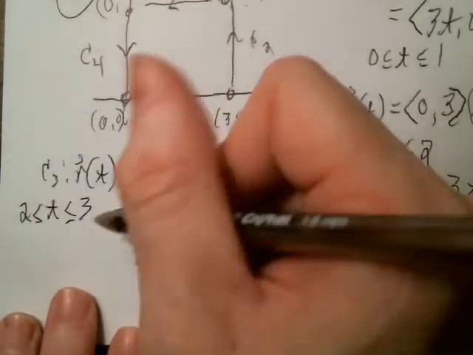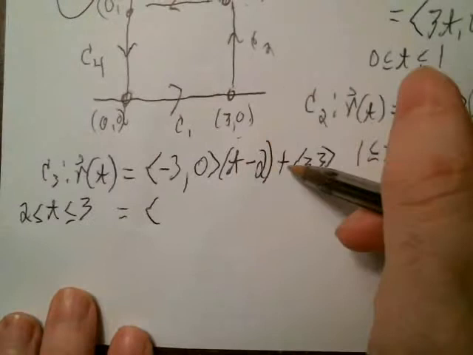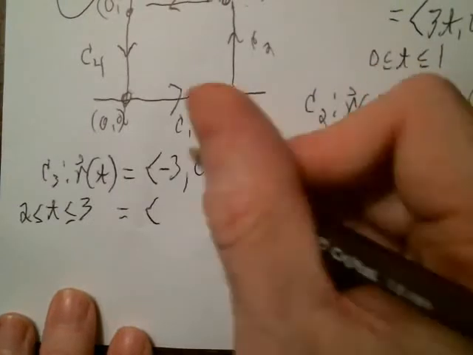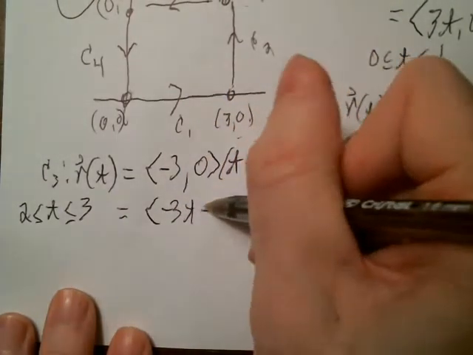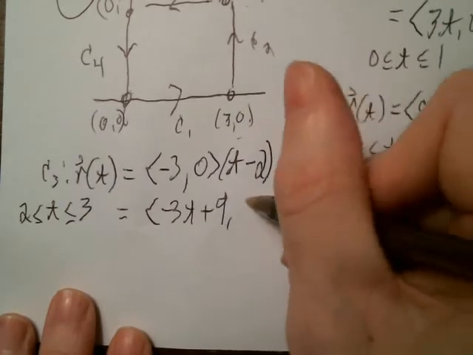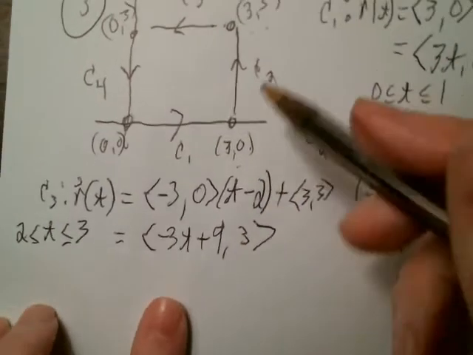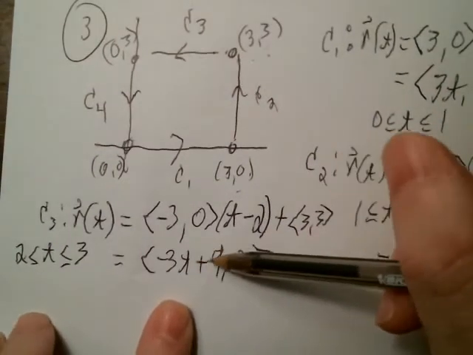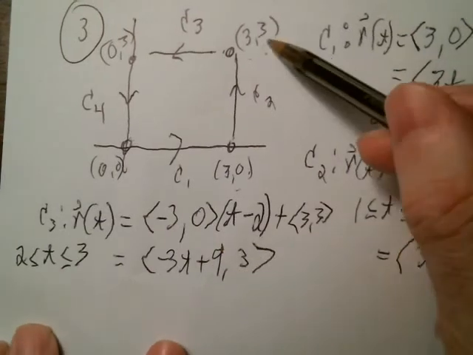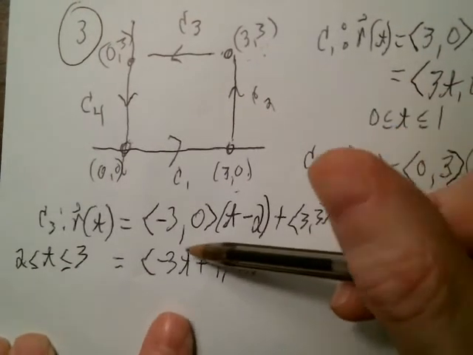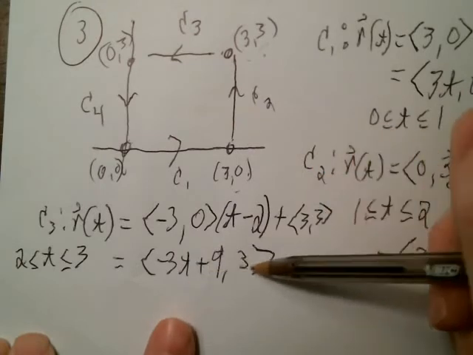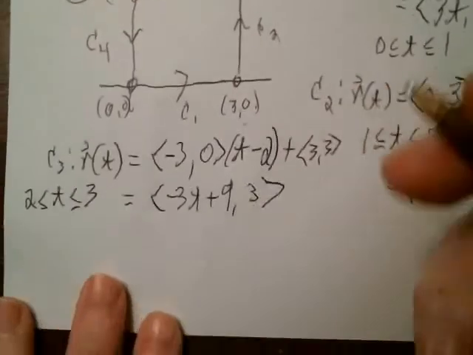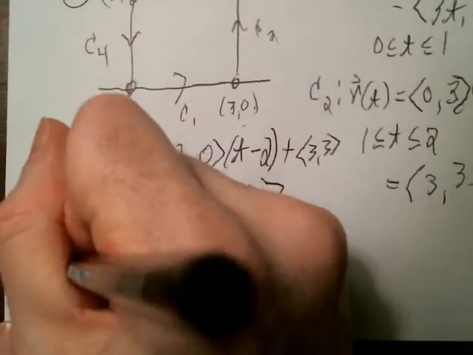Okay, so what is this? Negative 3t plus 6 plus 3 is negative 3t plus 9. And then 0 plus 3 is 3. Make sure it works. So I plug in 2, I get negative 6 plus 9 is 3, so that's 3, 3. And I plug in 3, I get negative 9 plus 9 is 0, comma 3, so 0, 3. It works. One more. C4.